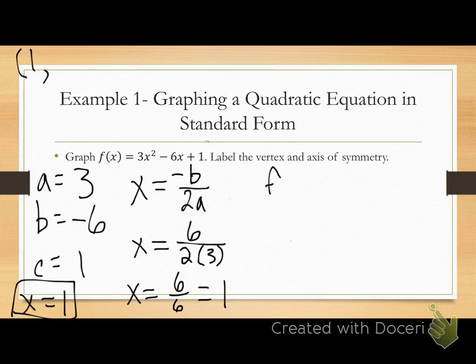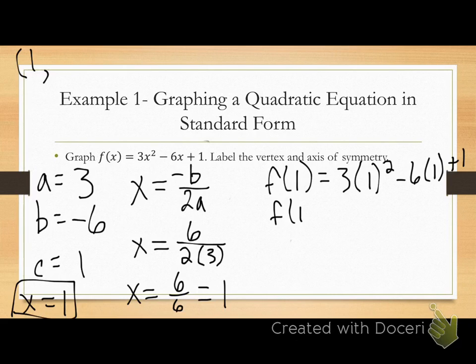So I'm doing f of 1 equals 3 times 1 squared minus 6 times 1 plus 1. And now I'm just using my order of operations to work that down. What's 1 squared? So I get 3 times 1. What's negative 6 times 1? And I still have my plus 1 on the end. Everyone with me so far?